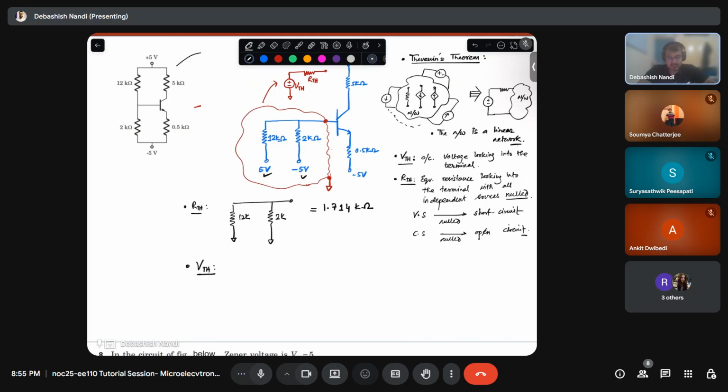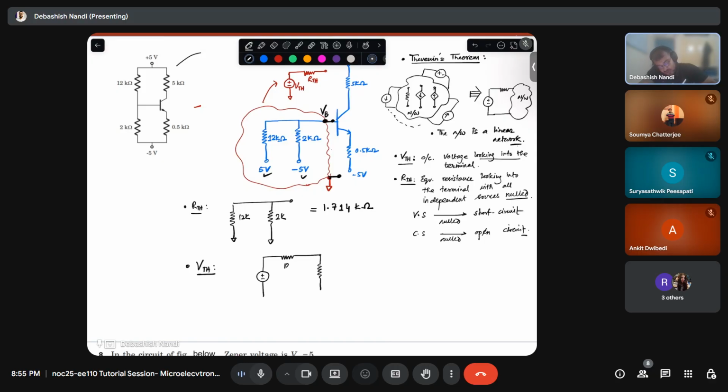And what is my VTH? So understand what looking into the terminal means. This is one terminal, this is one terminal. This terminal is anyhow open, right? One terminal of the port is grounded, so I need to just find out the voltage here. This will be my VB or VTH, right?